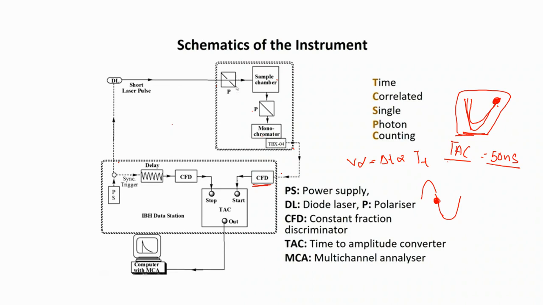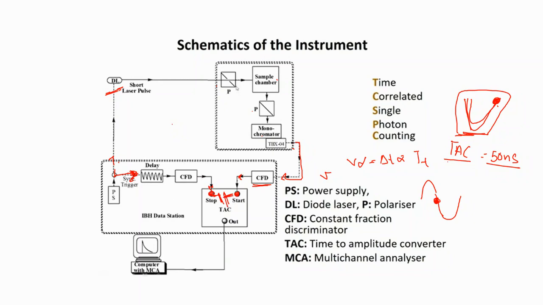So what was happening earlier? The light signal coming from here used to pass through the CFD, and this would generate an electric signal which would charge the capacitor here, and it would start charging. When will the charging stop? The charging will stop when the synchronous electrical signal that comes from the diode laser reaches here with a delay of some time and stops the charging of the capacitor.